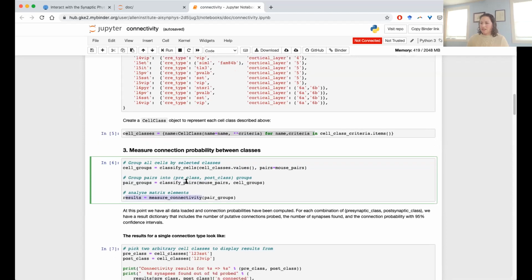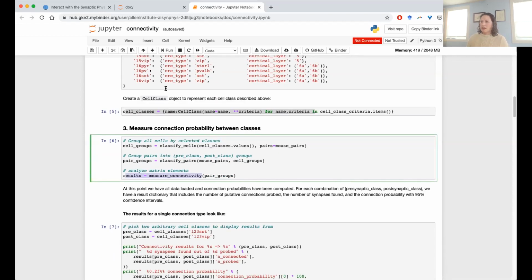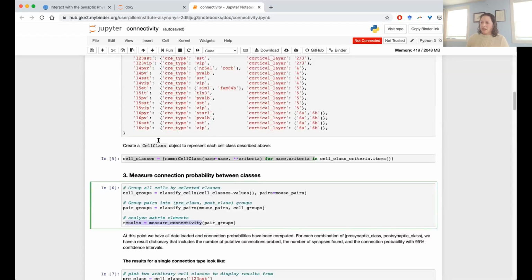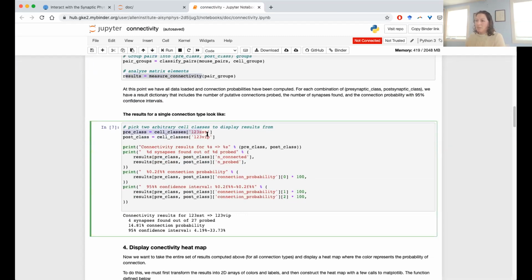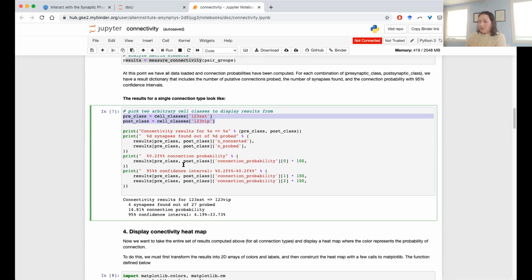And so here's where we get a dictionary of results describing the connectivity between all of the possible combinations of these cell classes. And so in that dictionary, we could pull out one element, which in this example is the layer 2-3 SST to layer 2-3 VIP connection, which is an interesting one for disinhibitory circuits. And we can print out a bunch of things, such as there were 4 synapses found out of the 27 that were probed. That gives us a connection probability of 14.8%. And we also calculate a confidence interval around this connection probability.